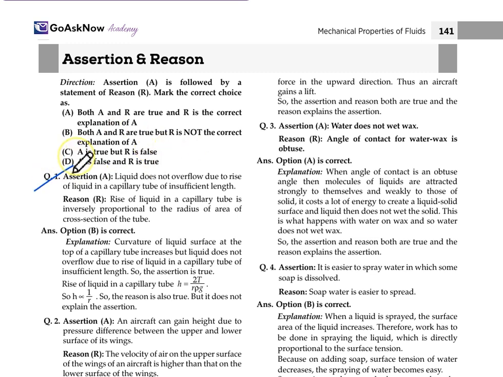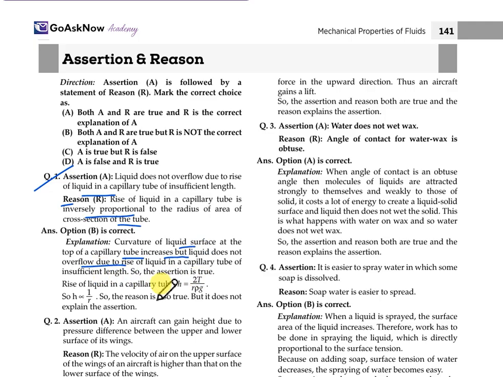The first one: a liquid does not overflow due to the rise of liquid in a capillary tube of insufficient length. This is the assertion. The reason is that the rise of liquid in the capillary tube is inversely proportional to the radius of the cross section of the tube. Firstly, we have to conclude whether both are correct or not, and then whether R is related to A or not. The curvature of the liquid rise in the capillary tube increases, but the liquid does not overflow just because of insufficient length. So the assertion is true.